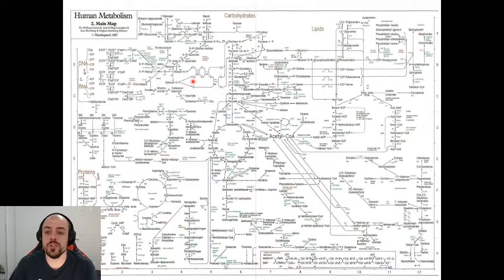And 2, to reinforce, or tell you guys, that I will be simplifying things quite a lot with this next metabolism module.